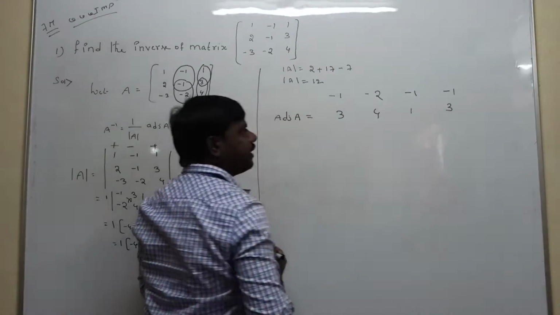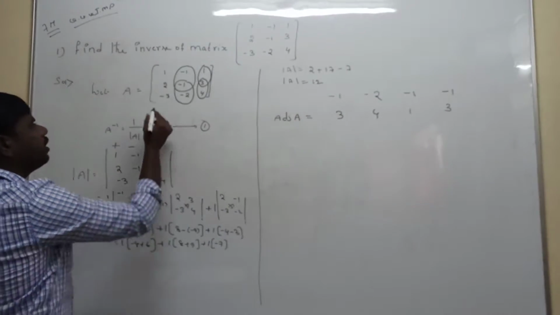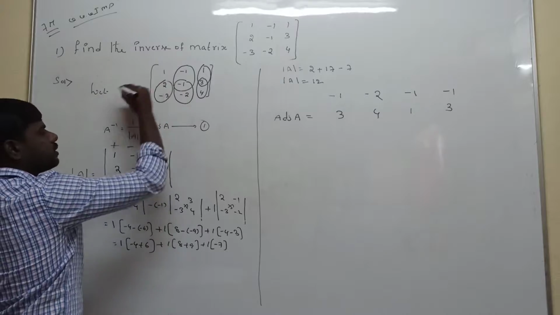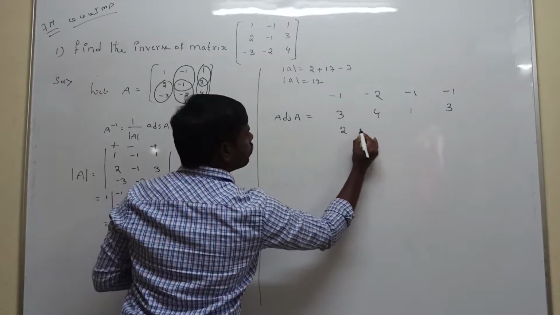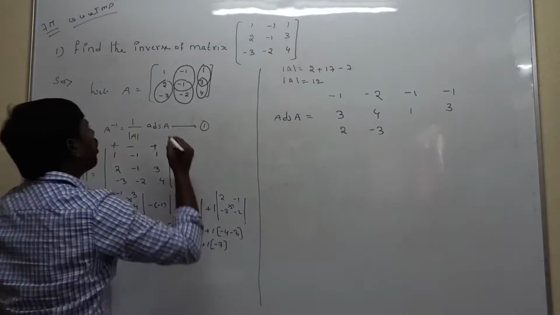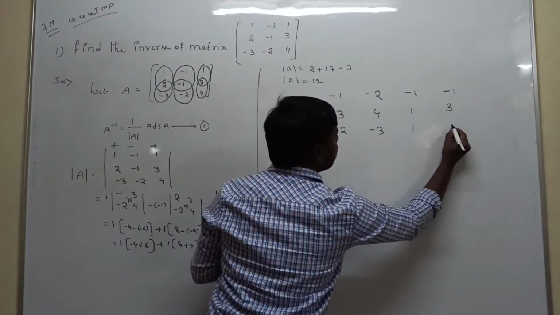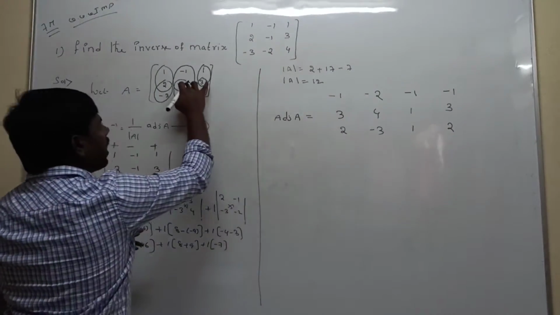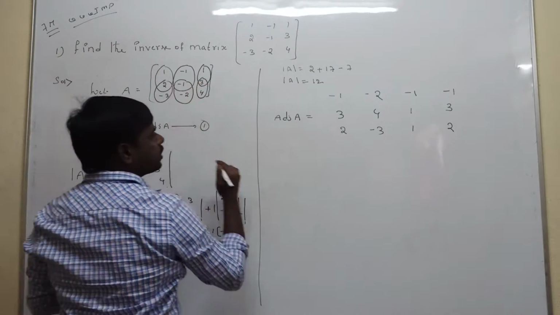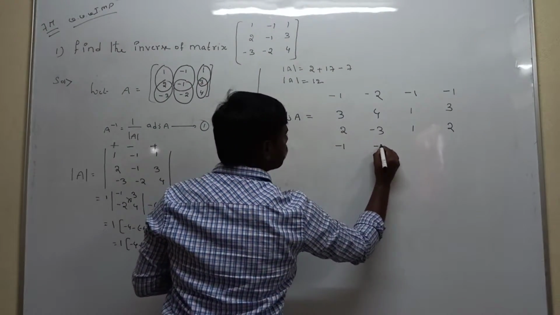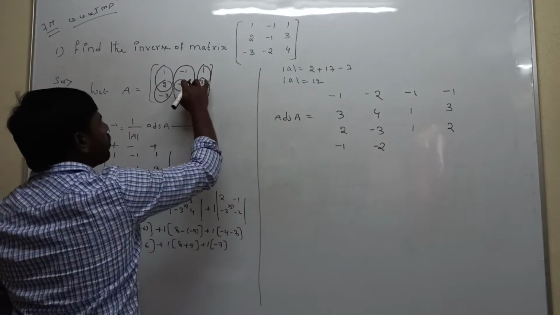Next, we are taking the left hand side, middle is 2, down, 2 minus 3. Next, up to middle, 1, 2. Next, again repeat this one, minus 1, minus 2, and minus 1, minus 1.